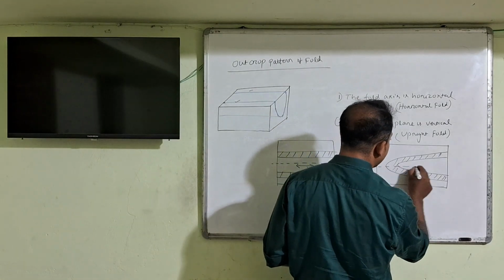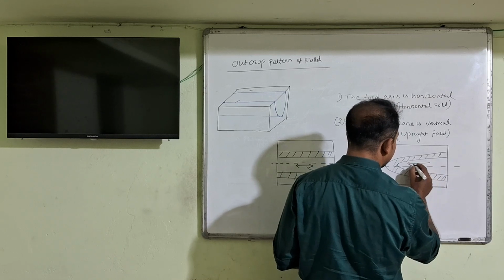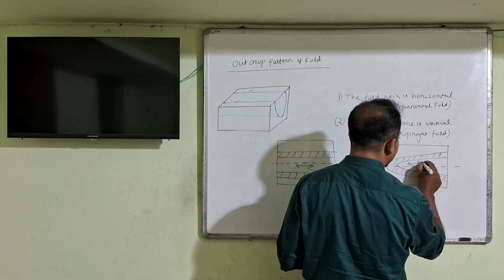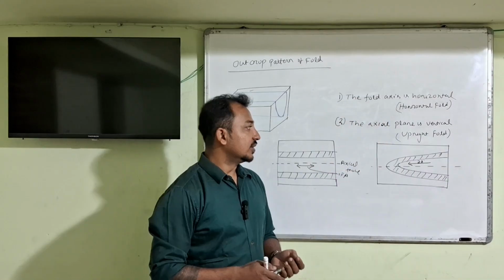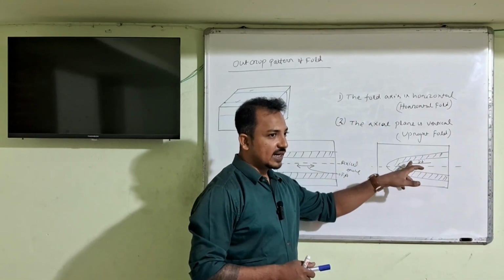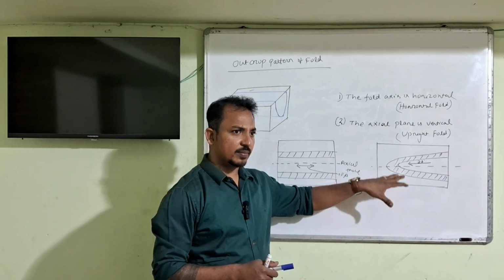But suppose this is the plunging direction, this is 20 degrees suppose, and this is the axial trace. See here, this is the plunging direction, the same as your closing direction. It will be antiform plunging.